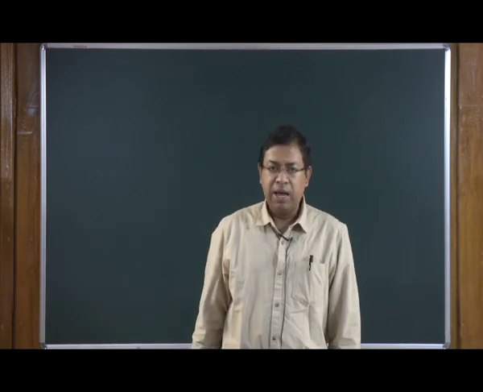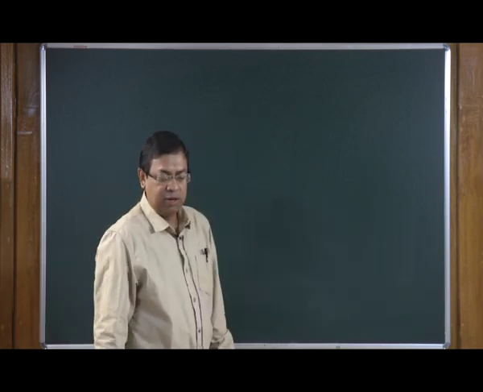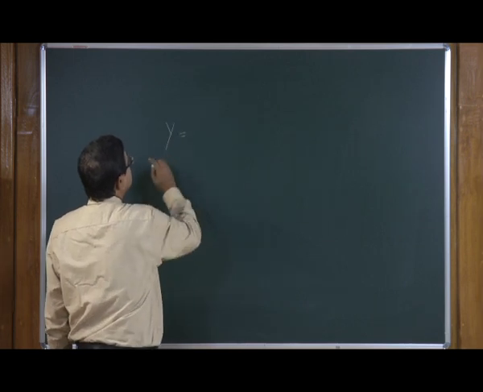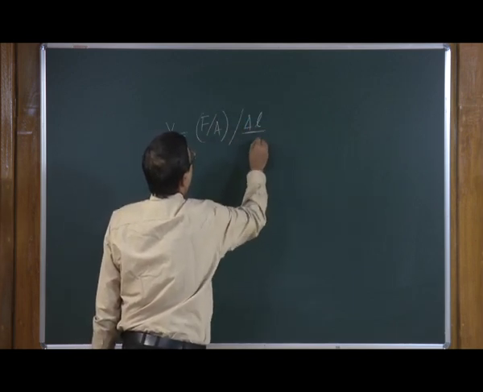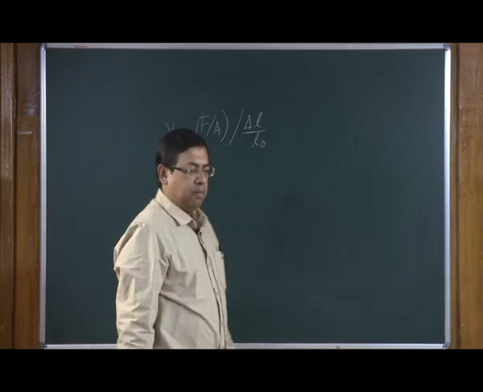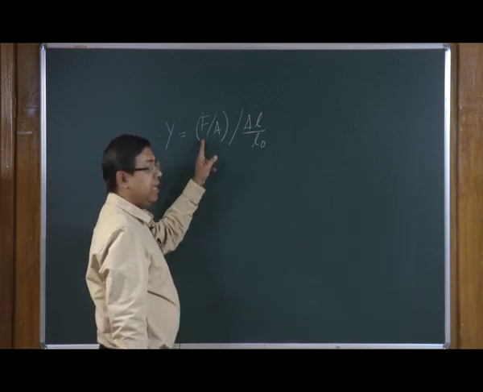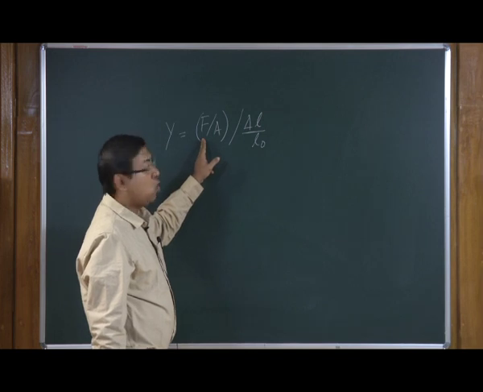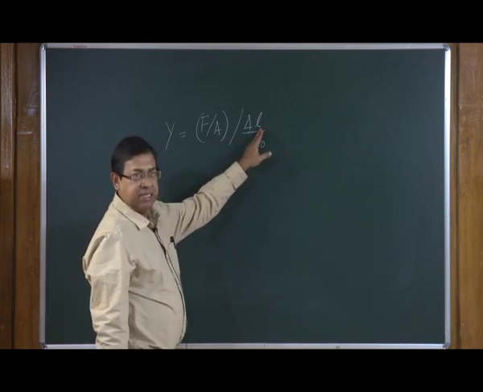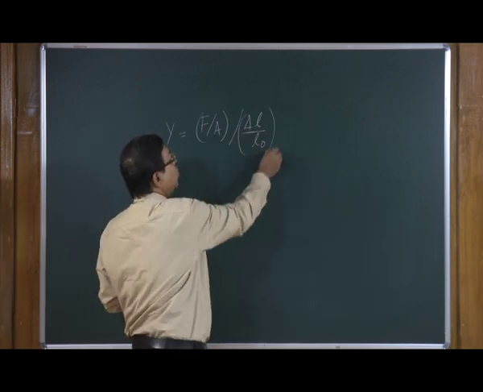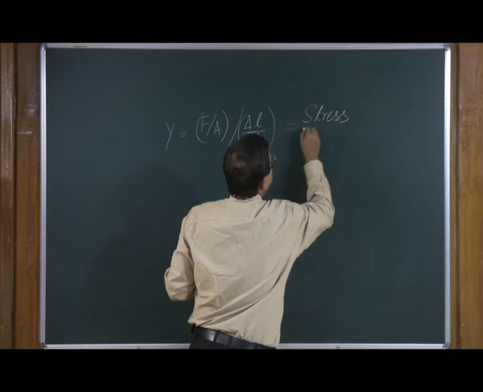Let me now do a dimensional analysis of the Young's modulus to make you understand it better. We go back to this very familiar equation, which is Y equals F by A divided by delta L over L 0. To remind you, you have seen this expression a number of times. Y is the Young's modulus, F is the force or the load that is given to the material in order to cause either stretching or compression. A is the area of cross section of the material, delta L is the change in length, and L 0 is the original length of the material. So, this is truly written as stress over strain.